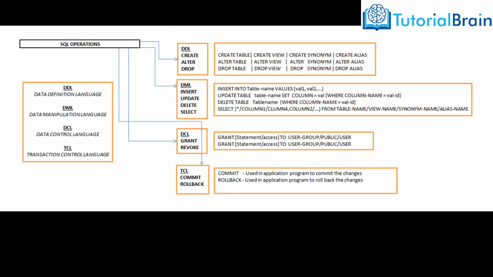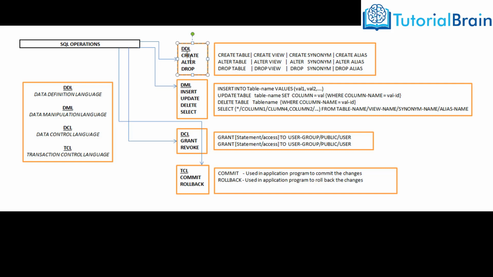Welcome everyone. In this section, we will understand the types of SQL operations we have in DB2. Here you can see that we have 4 types of operations. The first one is DDL. DDL stands for Data Definition Language. In DDL we have 3 types of statements, that is create statement, alter statement, and drop statement.